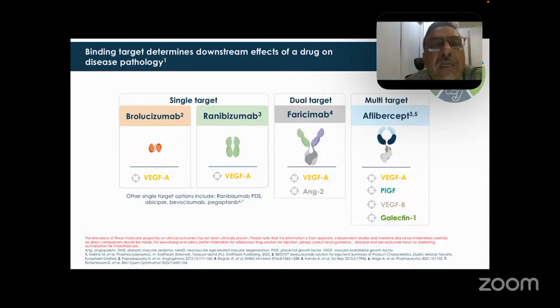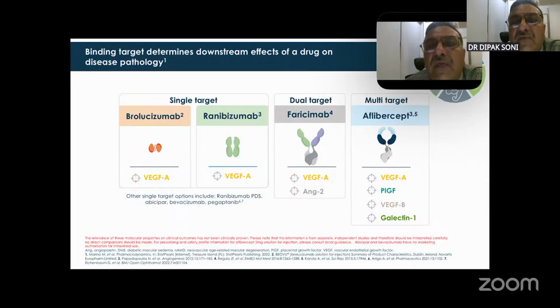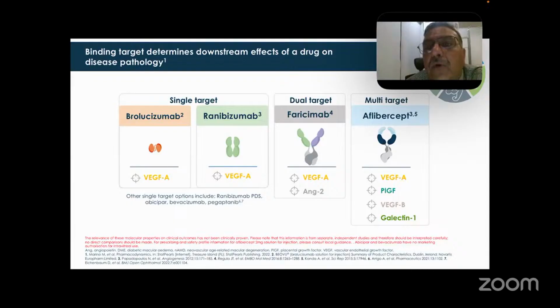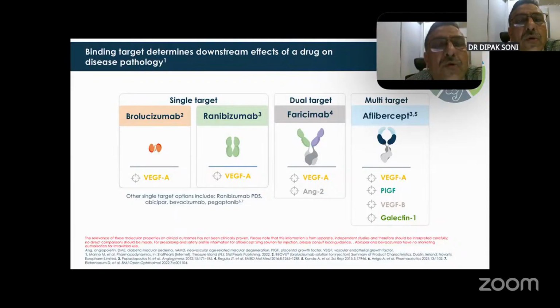Aflibercept significantly decreases intravitreal VEGF. VEGF is the vascular endothelial growth factor. It decreases the VEGF and placental growth factor levels from baseline to 2 months in patients with diabetic macular edema.